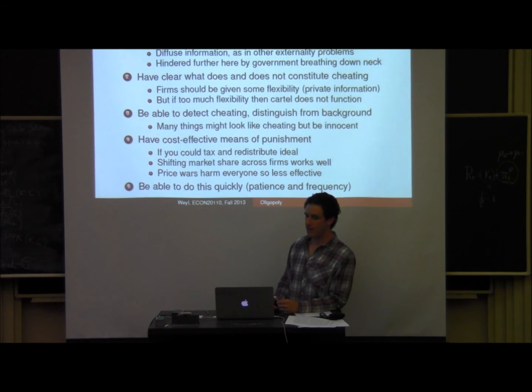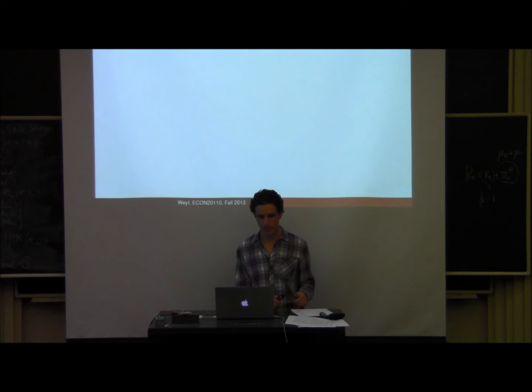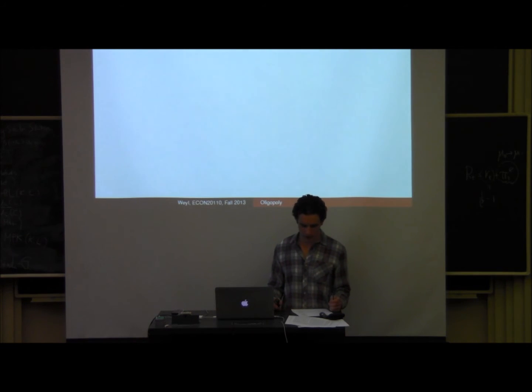And you have to be able to do this quickly, because otherwise the firms are going to say, hey, they're not going to punish me anytime soon, might as well just cheat and make a lot of profits in the interim, and maybe they'll eventually get around to punishing me, but who cares at that point, right? So Stigler's theory was based on factors that help the firms achieve or limit their ability to achieve these things.